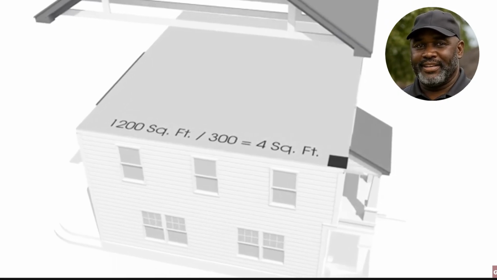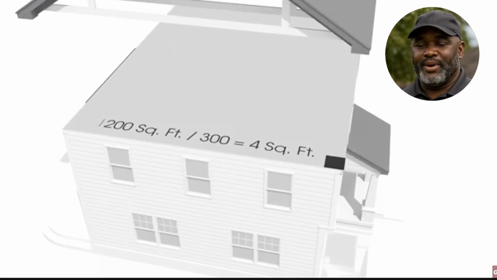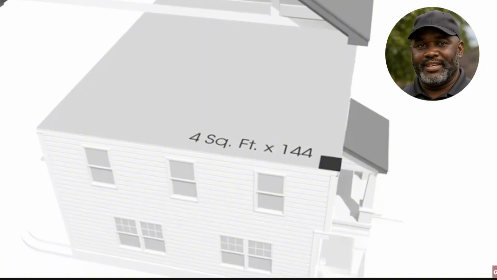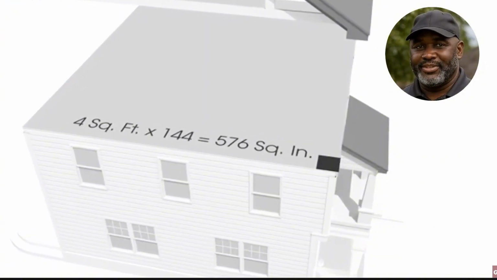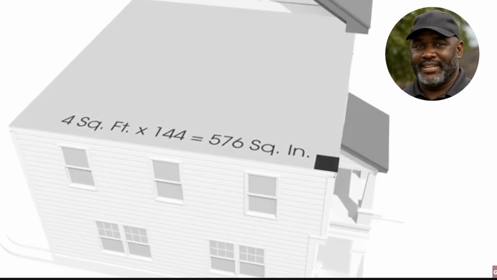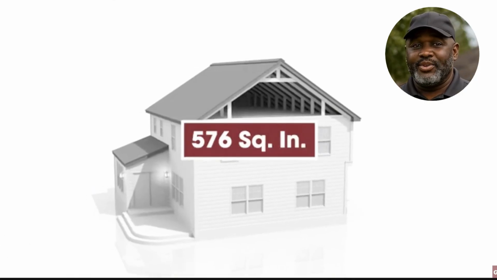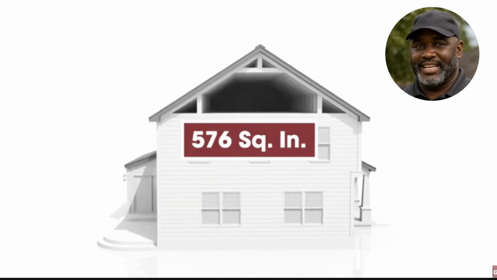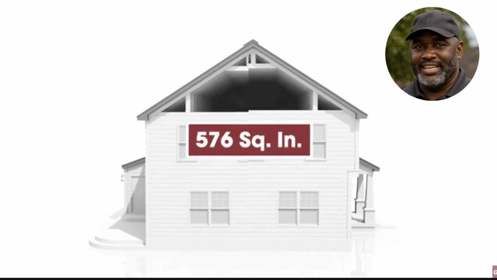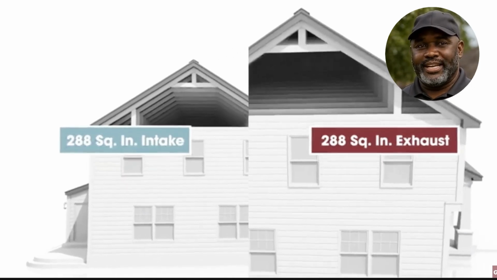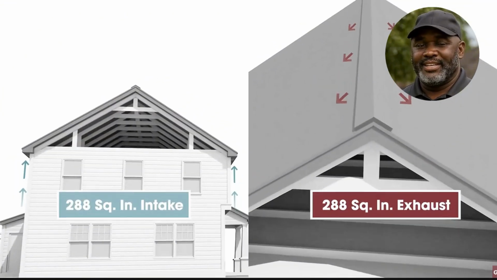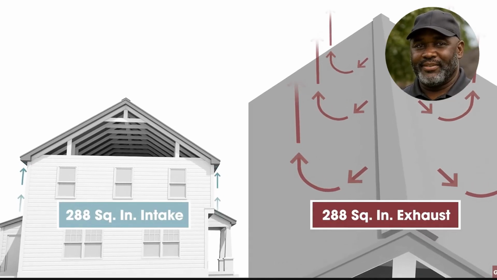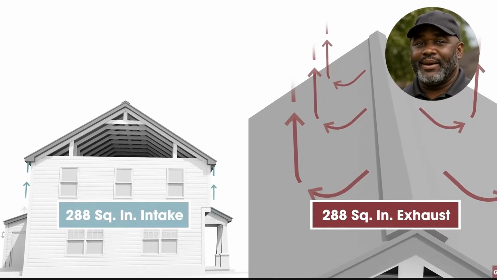Many attic ventilation products are rated in square inches of NFVA. To convert square feet of NFVA to square inches, multiply by 144. Once again, using our example, 4 square feet of NFVA equals 576 square inches of NFVA. Finally, to create a balanced system, you will want to split the total NFVA equally between intake and exhaust. So in the example, we will need a minimum of 288 square inches of intake ventilation NFVA at or near the soffits, and 288 square inches of exhaust ventilation NFVA at or near the ridge.